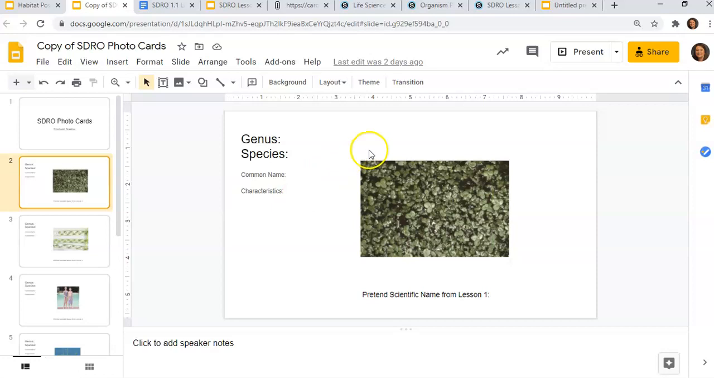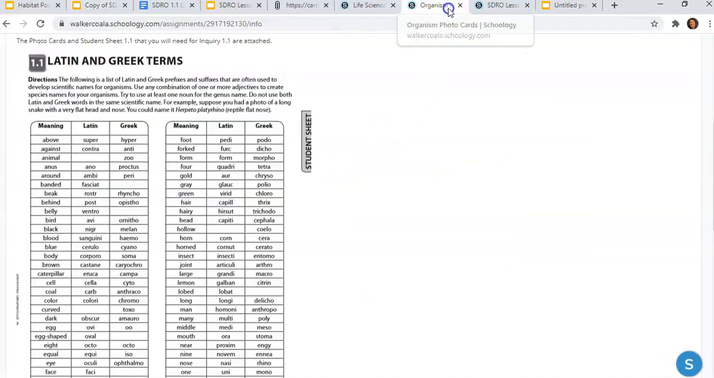So now let's go to that Greek and Latin sheet and see if we can find any of those words in the meanings. I see green, so I might want to assign this organism the Latin name virid as its genus name or as its species name. I might want to use the Greek instead. I might want to use chloro. I haven't decided which one I'm going to use yet.